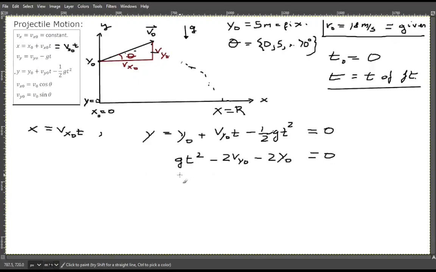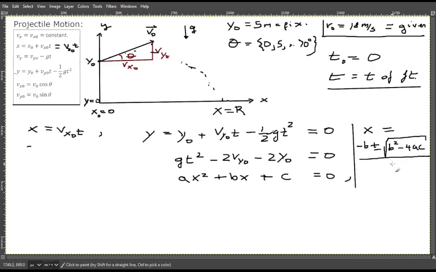Now why did I do this? Well, because I'm going to look at the form of the quadratic equation. So the form of the quadratic equation is ax squared plus bx plus c equals 0, and in that case x will be equal to minus b plus or minus the square root of b squared minus 4ac all divided by 2a. That's the quadratic equation. Okay, so we're just going to have to use this to solve for t.